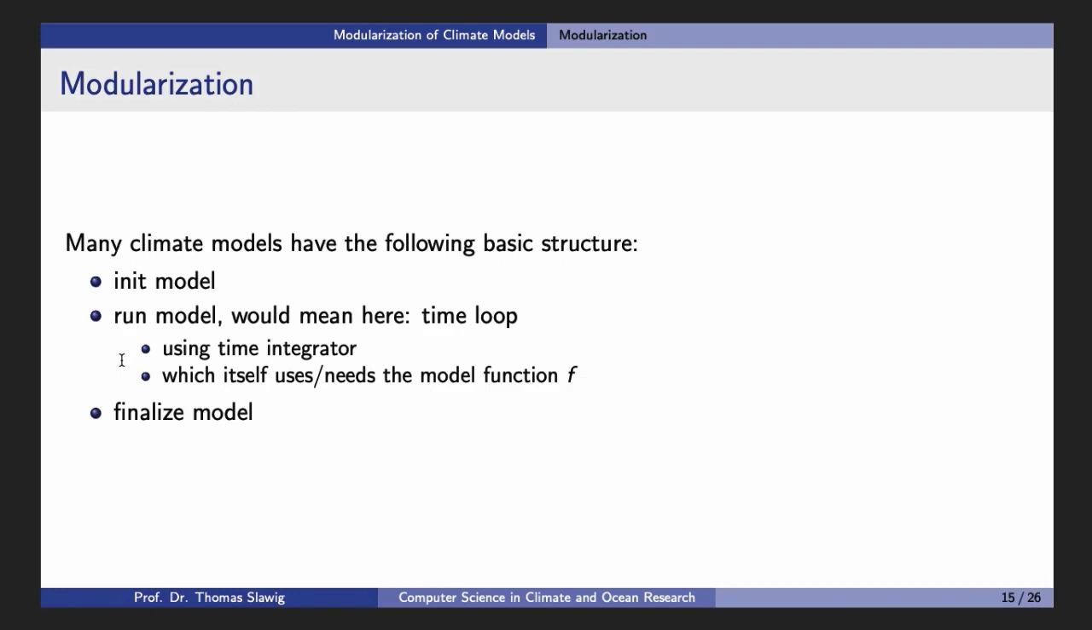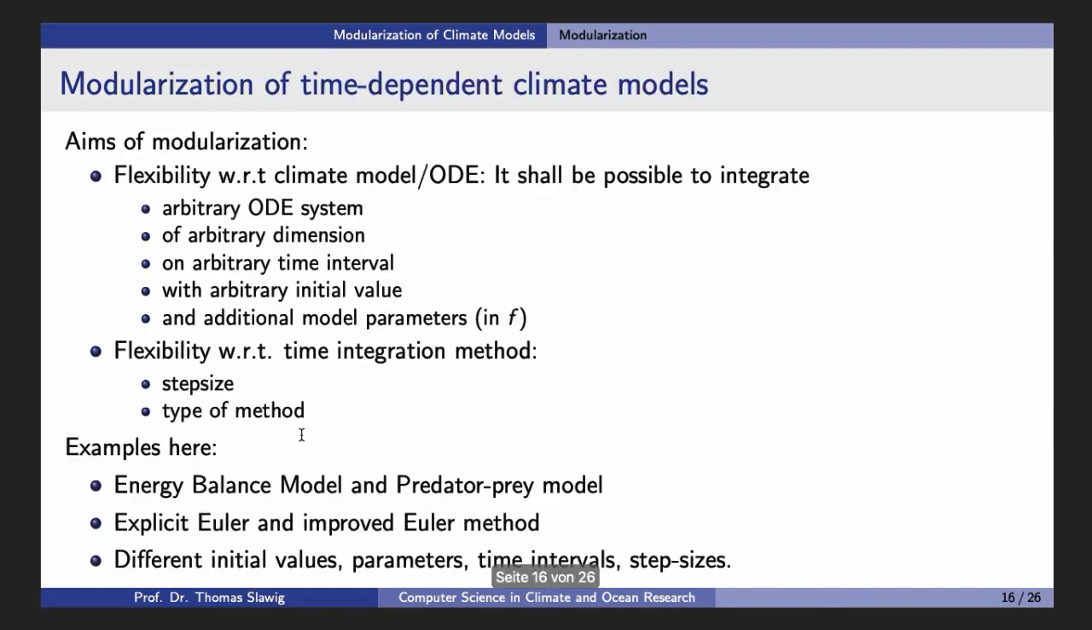This, of course, uses a time integrator, and the time integrator itself uses or needs the model function f if there is a model function like in our examples. And at the end, there is often something like a finalize model where maybe things are stored. So this basic structure can be seen in many climate models. And it's a good idea, if a climate model really needs an initialization, reading data, and a finalization, writing data, then it makes sense, on a very coarse level, to structure a climate model code like this.